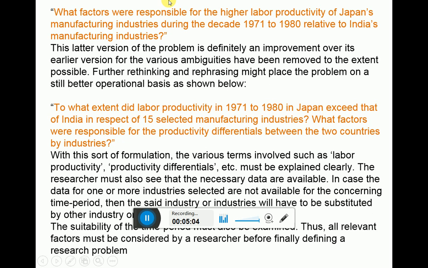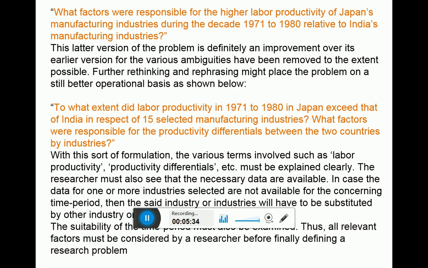If you notice, higher labor productivity, here the word is only and only productivity. So what factors were responsible for the higher labor productivity of Japan's manufacturing industry during the decade 1971 to 1980 relative to India's manufacturing industry? Here productivity is defined as labor productivity, the time period is the decade 1971 to 1980, and the manufacturing industry is specified.